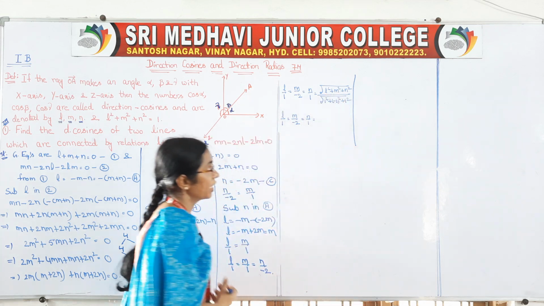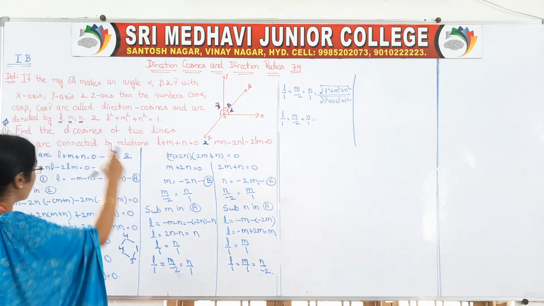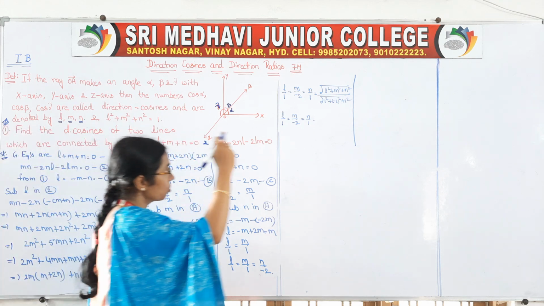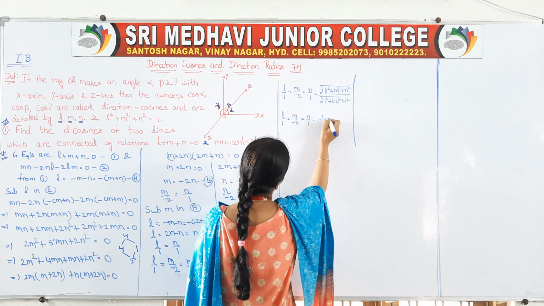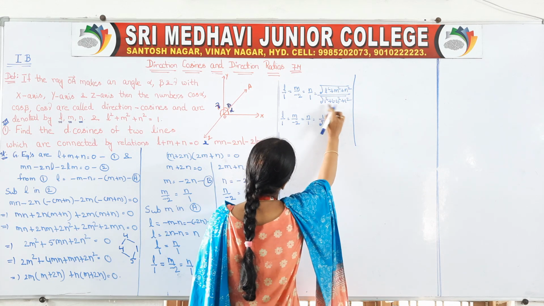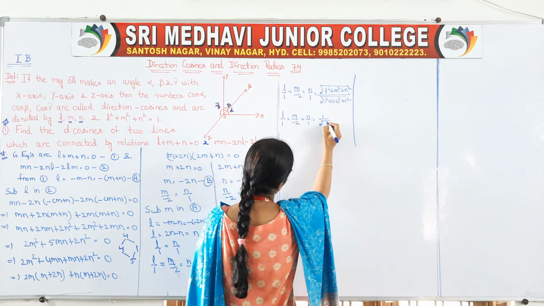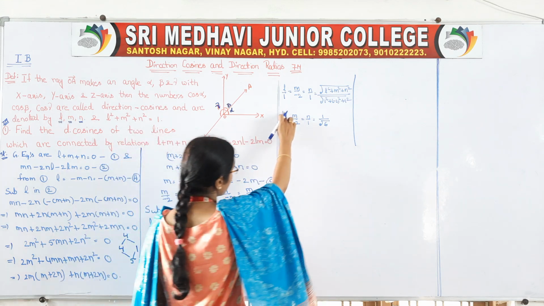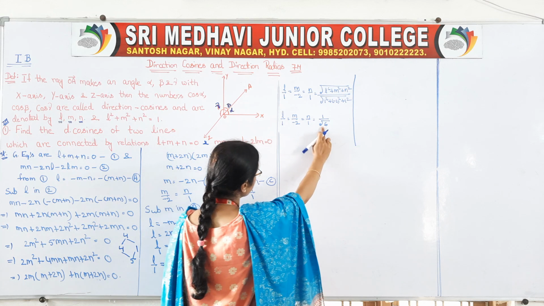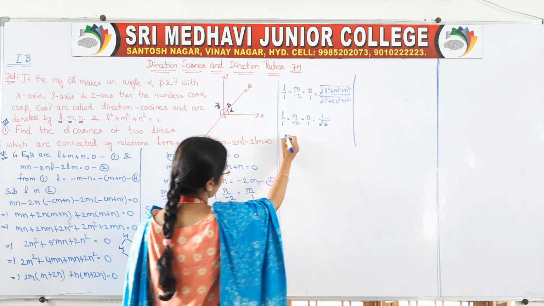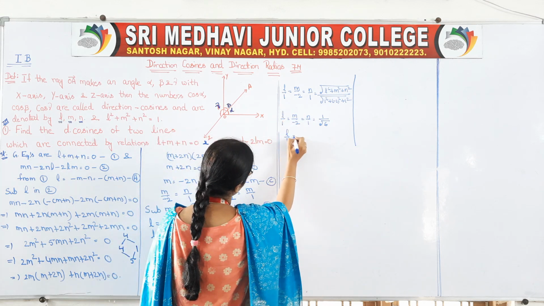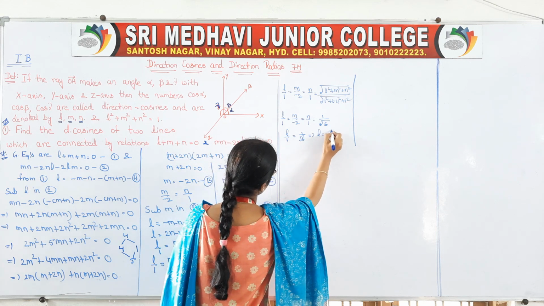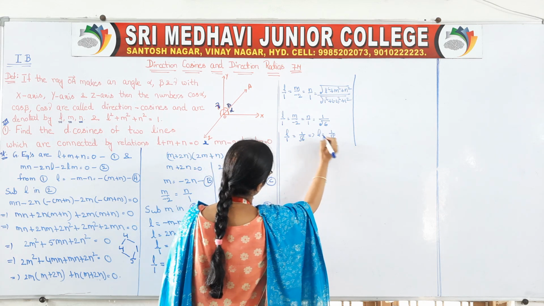Already I said to you there is a relationship between L, m and n: L square plus m square plus n square is equal to 1. Root 1 is 1, by root of 1 plus 4 plus 1, that is 6. Okay, so once you take L by 1 is equal to this, you will get your L value. L by 1 is equal to 1 by root 6. So L is equal to 1 by root 6.